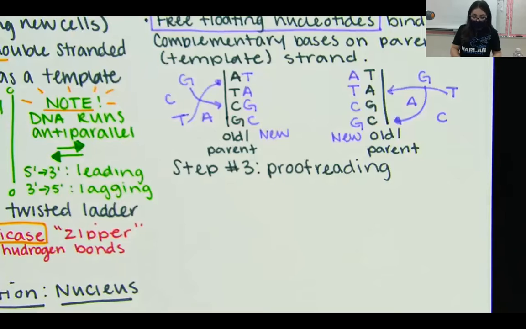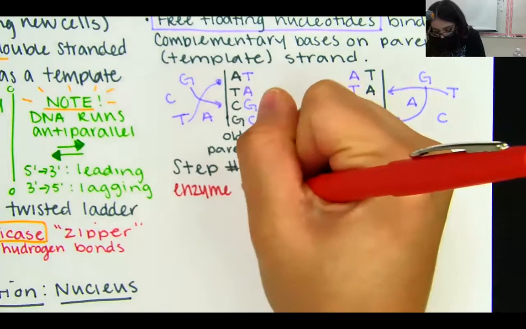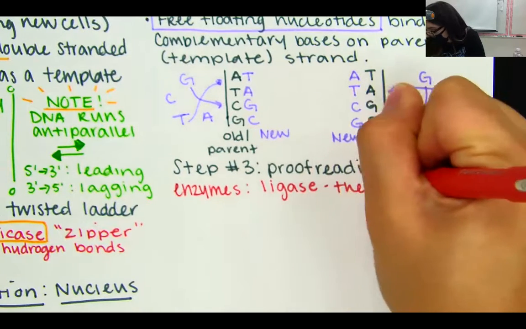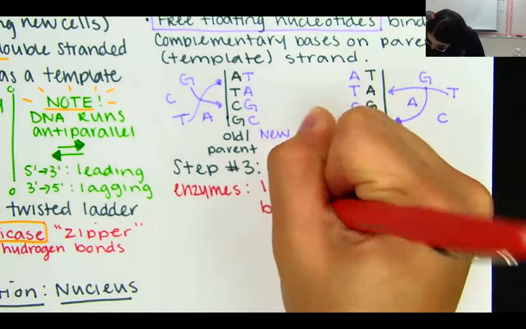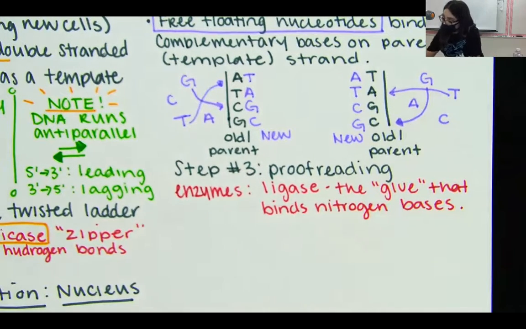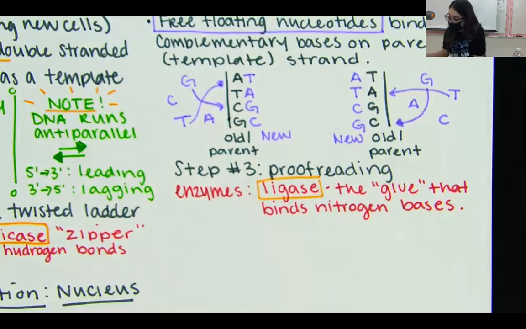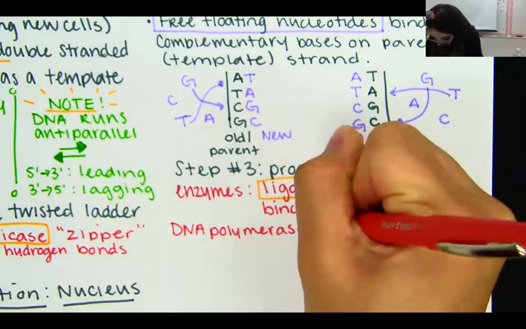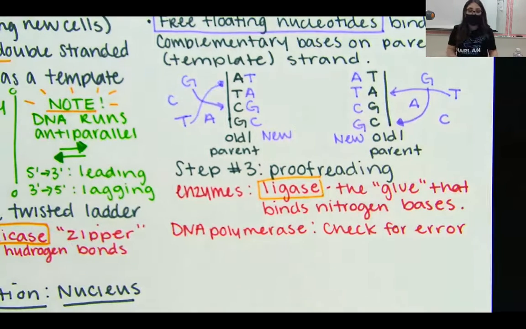The enzyme that we are working with here, again, it's an enzyme, so I'm gonna write it in red, is ligase. It's the glue. This guy is sealing it all off, making sure that we're bound and we're good to go. DNA polymerase is going to check for errors.